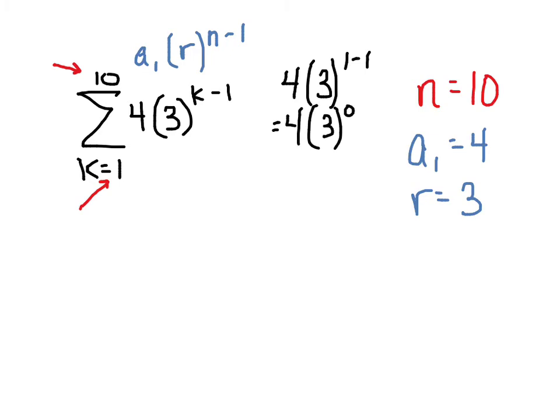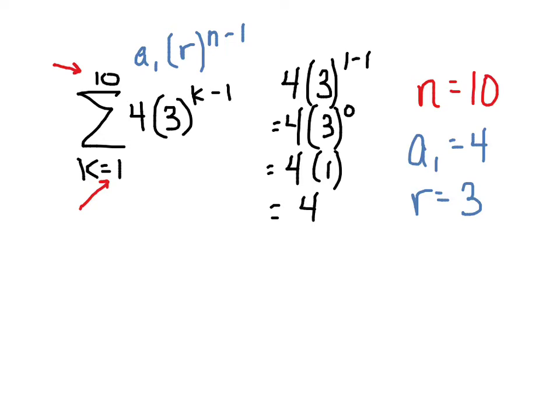Then the most important thing you can do for this, and this is what a lot of people get wrong, is they do 4 times 3 first and then they do the exponent. But if you remember the order of operations, exponents need to come first. So 3 to the 0 is 1, and then 4 times 1 would be 4. So there's your first term.